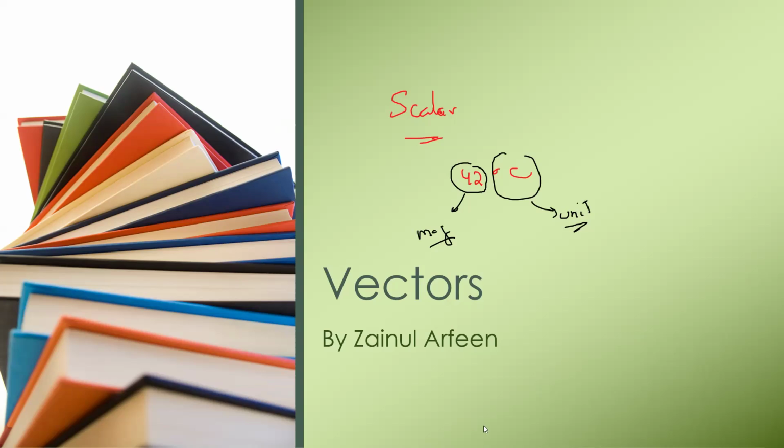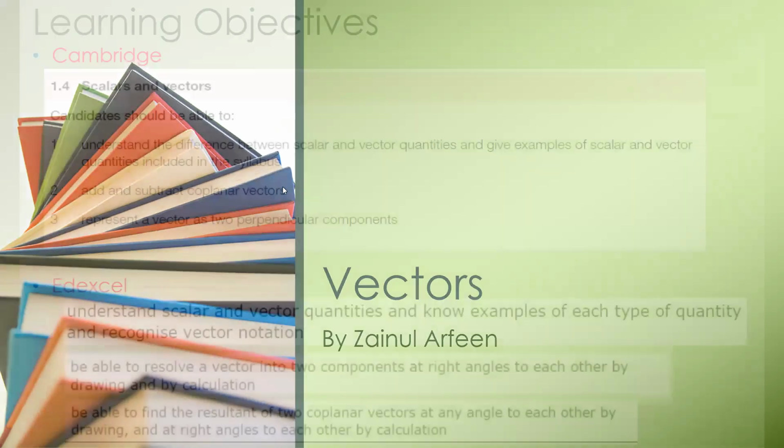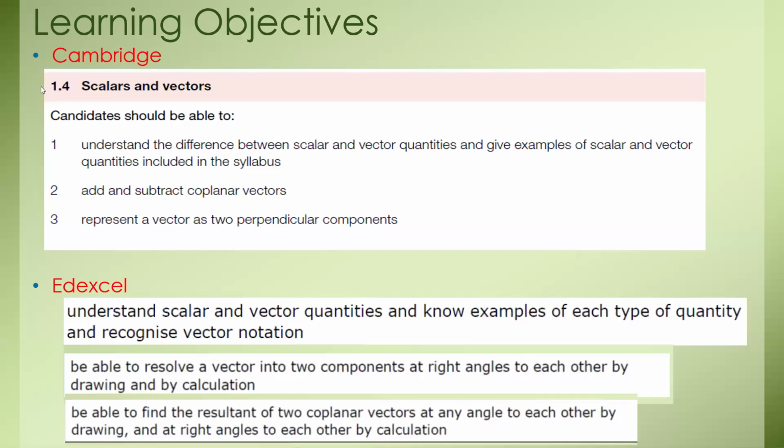So this is the introduction of the topic. Today's topic is about the difference between the scalar and the vector, and the things related to vectors. These are the learning objectives. At the top of the presentation, you can see the learning objectives for Cambridge and at the bottom for Edexcel. And it's almost the same. There is no difference.